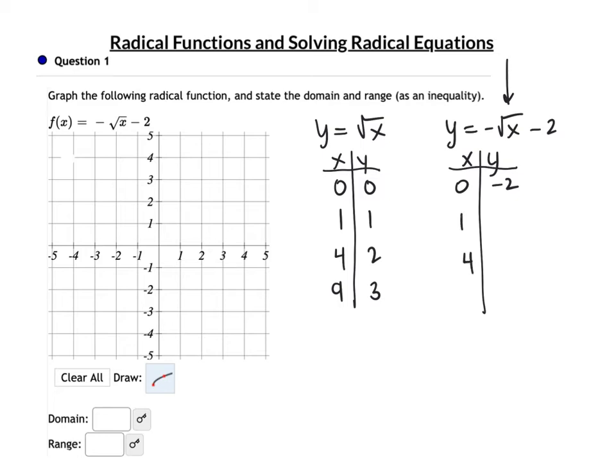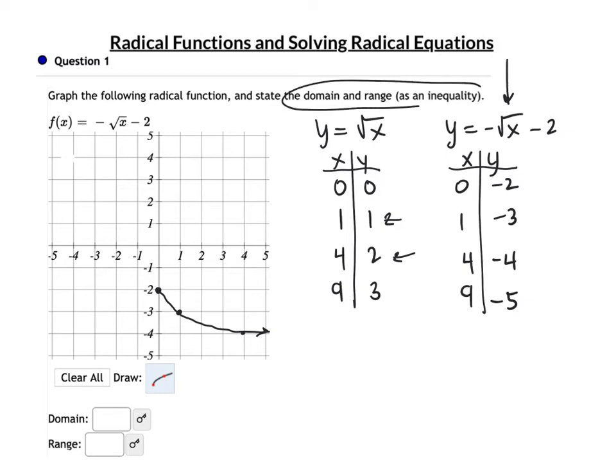Guess I should put these x values in. The opposite of 1 is negative 1, and down 2 would be negative 3. The opposite of 2 would be negative 2, and down 2 would be negative 4. And the opposite of 3 would be negative 3, and down 2 would be negative 5. The graph would look something like that.